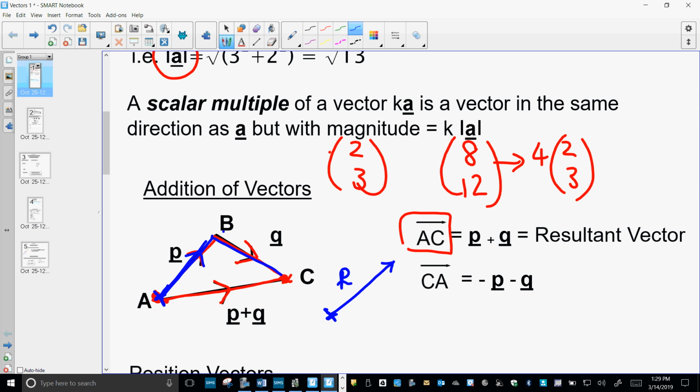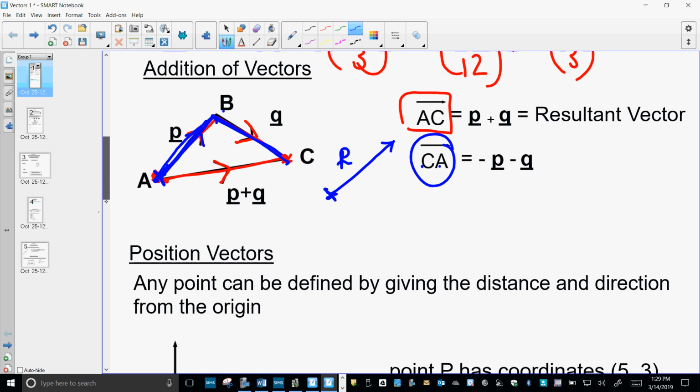Now, had we been going in the opposite direction, it would just be negative. So if we had started at B and ended up at A, it would be negative P, which is what I've got here. Starting at C and finishing at A would be negative Q minus P, or negative P minus Q. Same meat, different gravy. Both of them are negative. That's the answer.